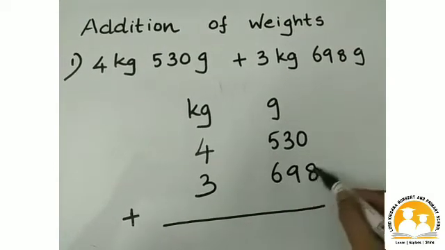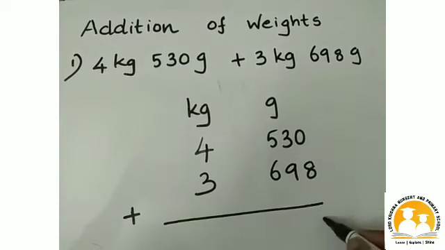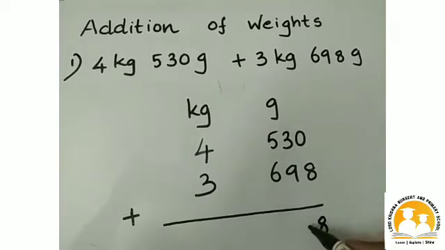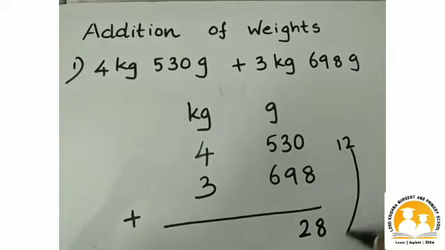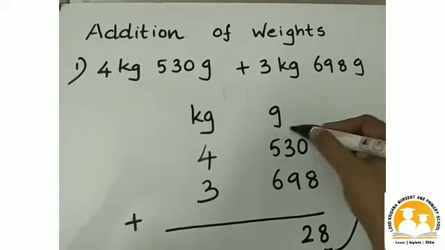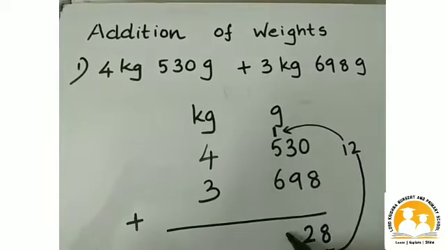This is normal addition. 0 plus 8 is 8, 9 plus 3 is 12, 2 comes here and 1 gets carried over to the next position. As usual, nam usual apdi regrouping vach addition pannuvom adhe maadhiri dhaan.